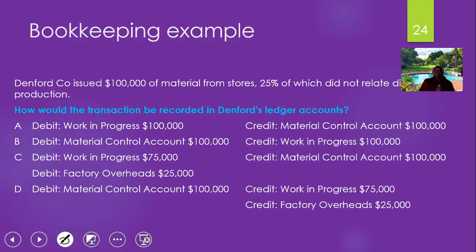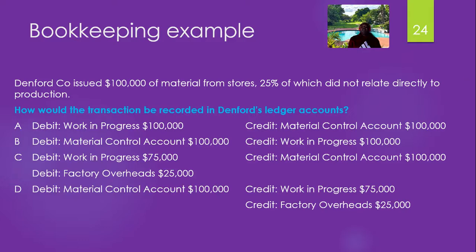Now, there is a question which we need to consider to test our understanding about the double entry bookkeeping system. So there is this question, ladies and gentlemen, we need to attempt to see if we are right on track. Danforth Co. issued $100,000 of materials from stores, 25% of which did not relate directly to production. So if the items did not relate to production, they were issued from stores, but not all of them were going to be used for production.